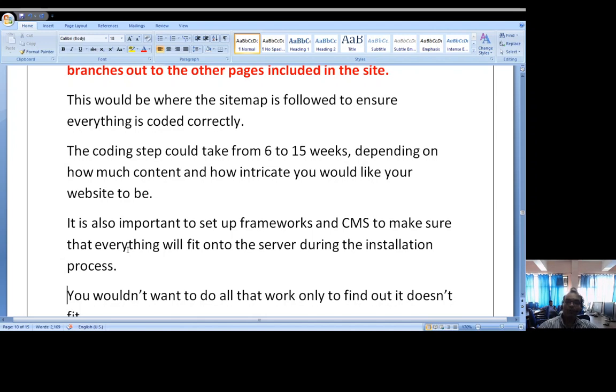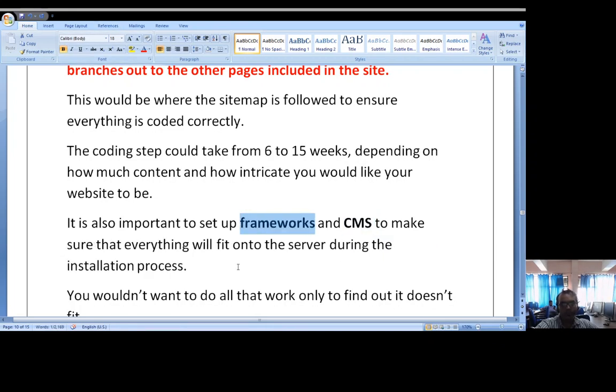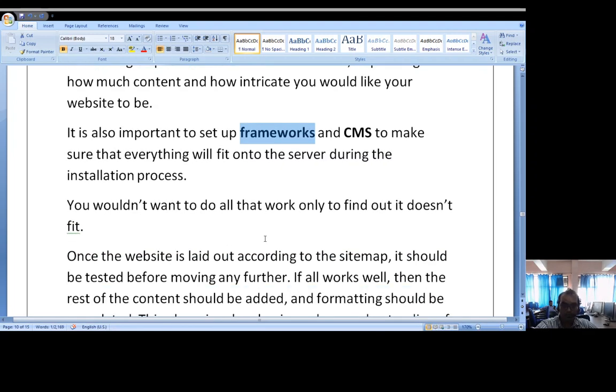Now, for administrative purposes, there is the CMS, the content management system. A content management system should be there with our frameworks, so that we are sure that everything is on our server, and during the installation process, everything is available for integration as well.